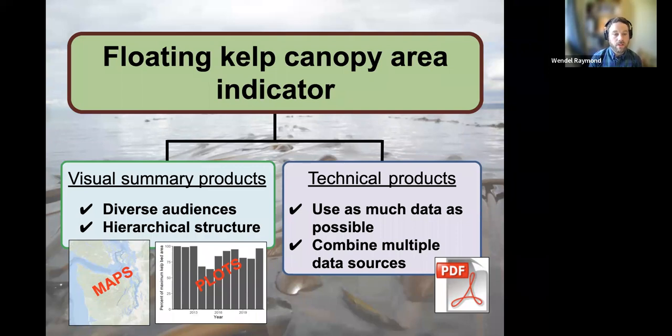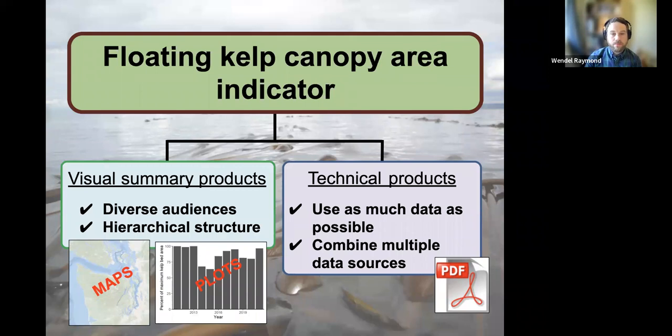The other big part are the technical products. This is where we use as much data as possible and combine multiple data sources, and we detail how we do that. This is captured in a couple PDF documents that we envision will be a part of the final indicator.